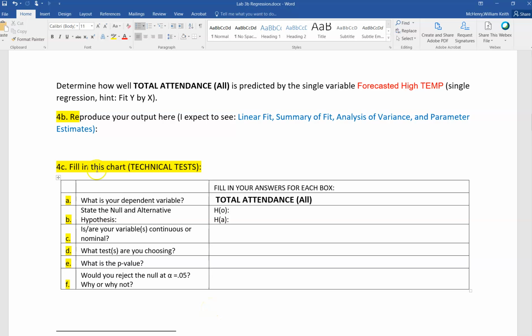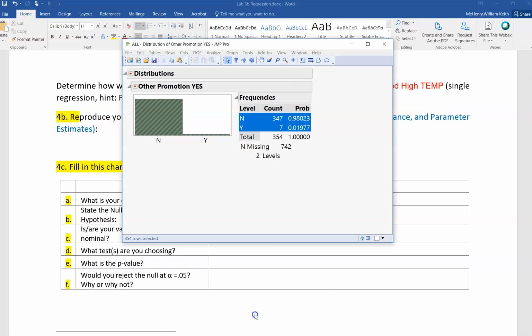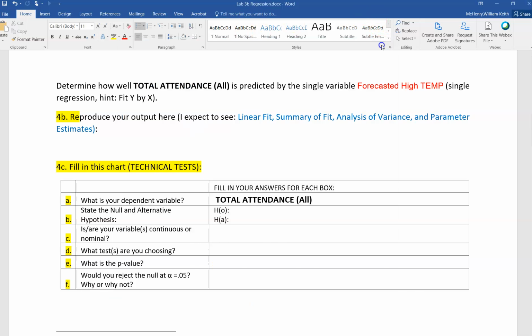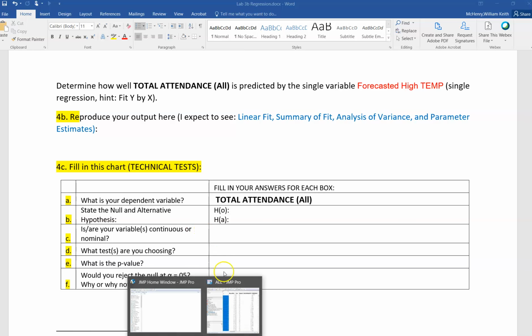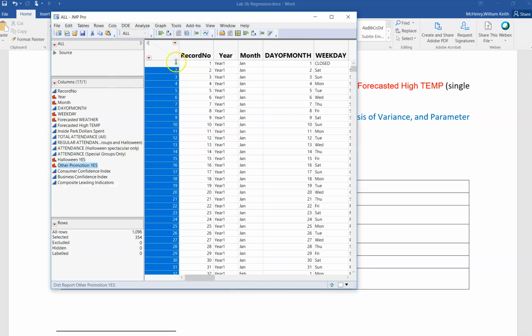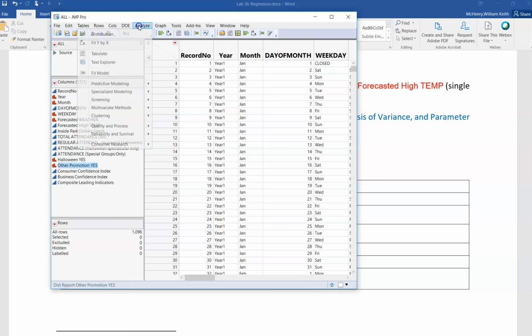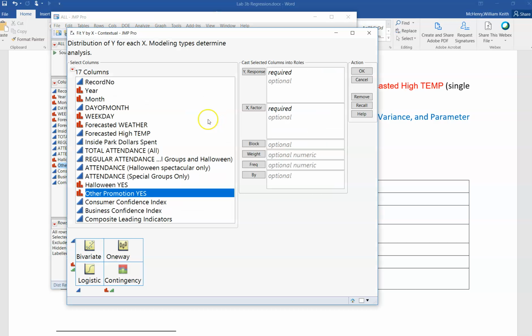Okay, let's take a crack at question 4. So let's go to JMP. Let's get rid of this from question 3. And let's go ahead and say Analyze, Fit Y by X.